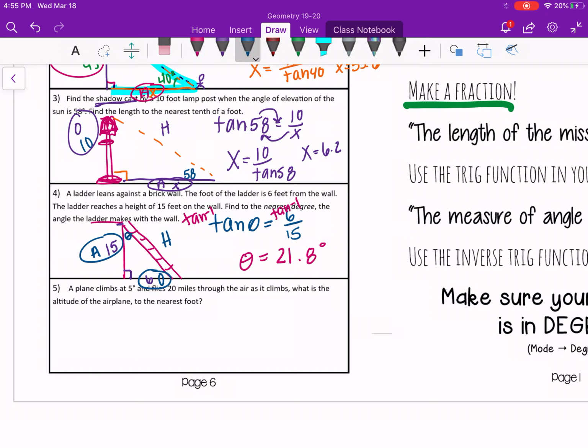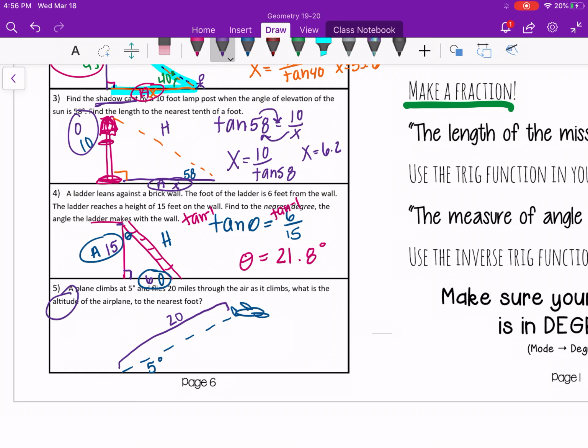It says a plane climbs at 5 degrees. So I'm going to say that this was my plane taking off the runway. I don't need to know how bad you think that plane is, okay? But that is it, taking off the ground and climbing at 5 degrees. It says that it flies 20 miles through the air as it climbs. So from the moment it's left the ground to where it is now, it's traveled 20 miles. What is the altitude of the plane to the nearest foot?